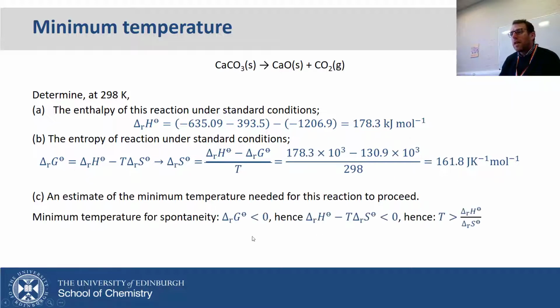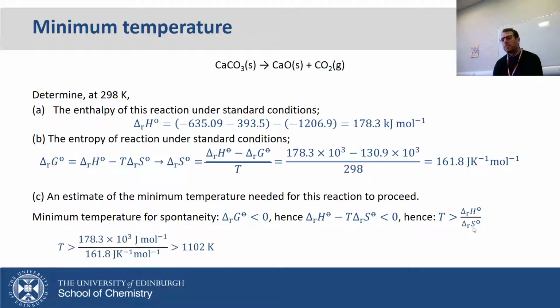And we can do that calculation because we can say, well, if we know for a spontaneous reaction that delta G is negative, well, delta G is delta H minus T delta S, so if that has to be negative, well, rearranging that gives us temperature is greater than delta H over delta S will be the minimum temperature for a reaction to proceed. So to work that out, we can put in our enthalpy and entropy values, and we get a value of about 1100 Kelvin.